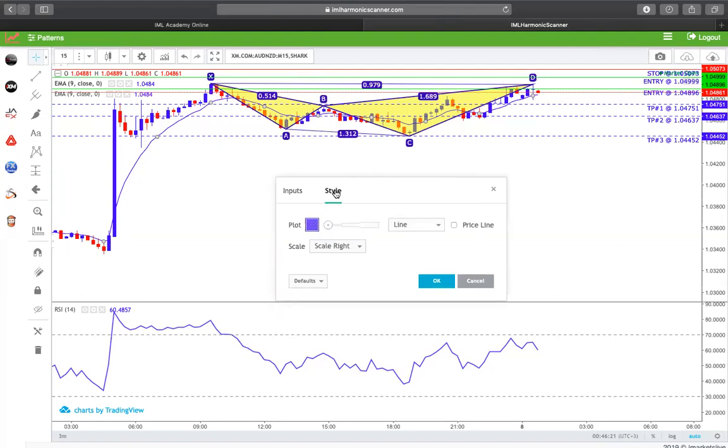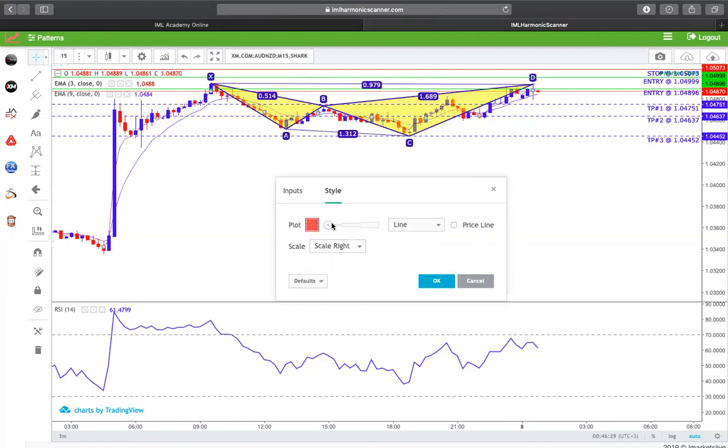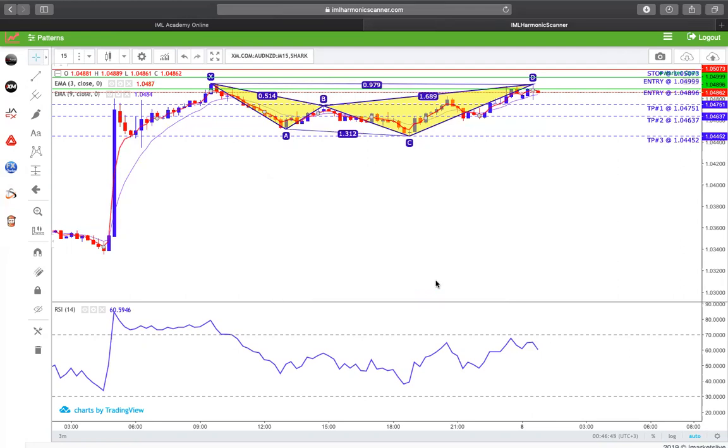Okay. And then go to your style, and you're going to pick red. You can thicken the line if you'd like. I like to, just so I can see it. I do about the 2nd or 3rd thickness, and that's it. And then you okay, and then it's set. And then you go to your next one.